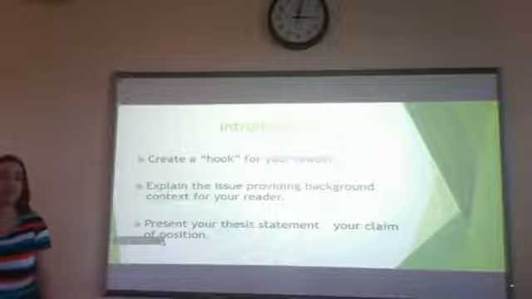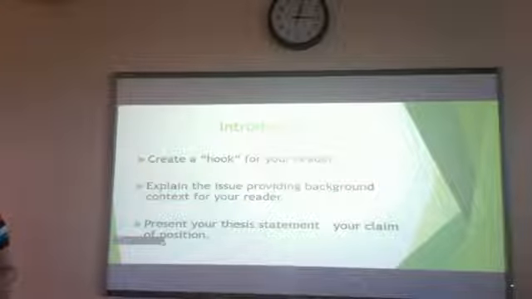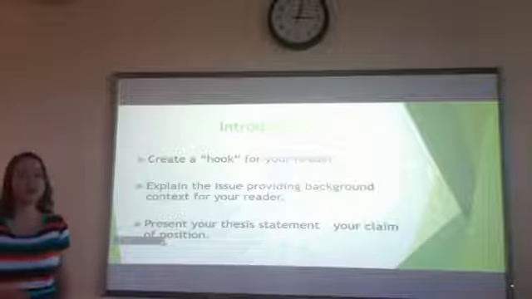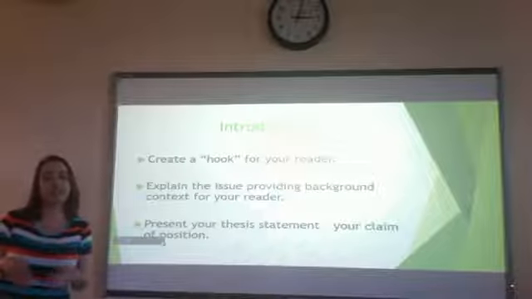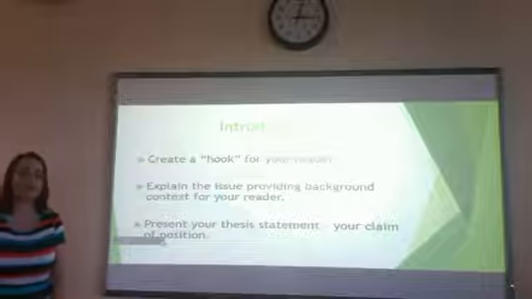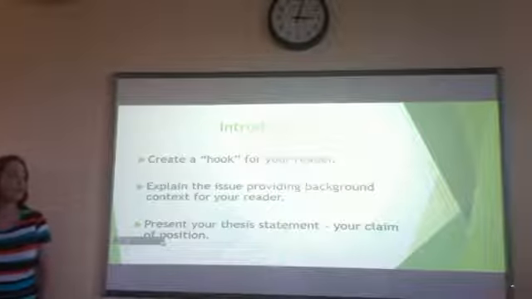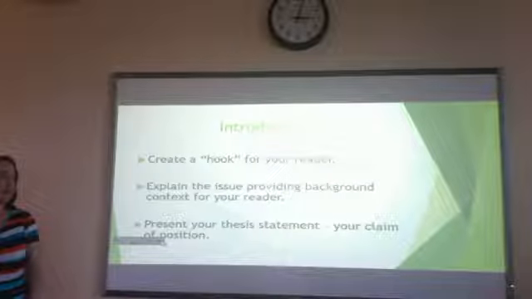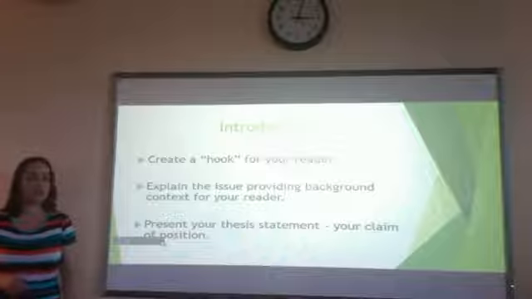Okay, first you're going to have your introduction. In the beginning of the introduction, you're going to have a hook for your reader. The hook is something that gets your reader interested in the topic. It's usually a startling statistic, a quotation, or an anecdote or story. Then you're going to explain the issue, providing background context for your reader. Finally, present your thesis statement or your claim of position.